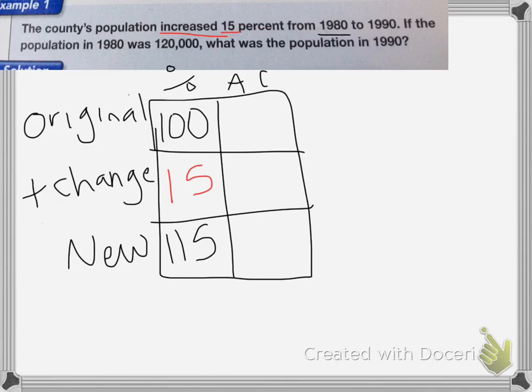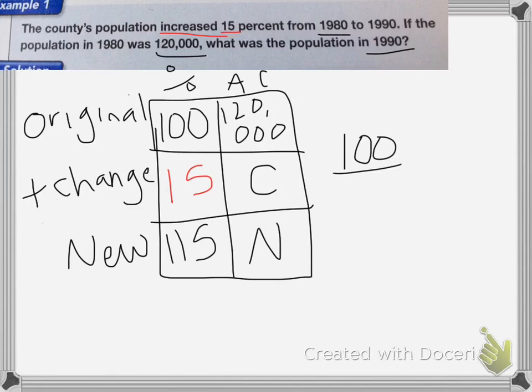For actual count, the original number is 120,000. I don't know what the actual count for change is. I don't know what the new is. And I want to know the population in 1990. So now I can take this information and make my fractions. So it's going to be 100 over 115 equals 120,000 over n.